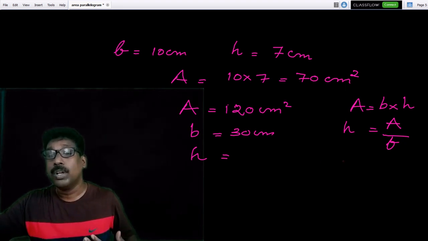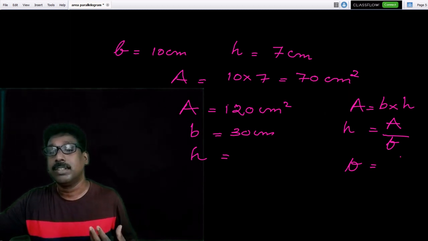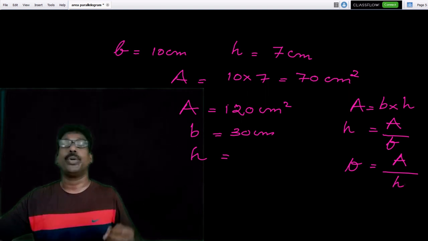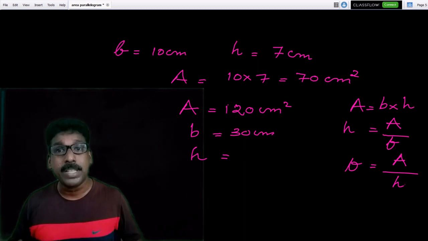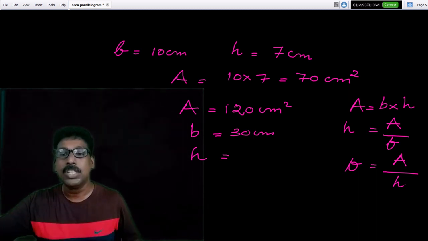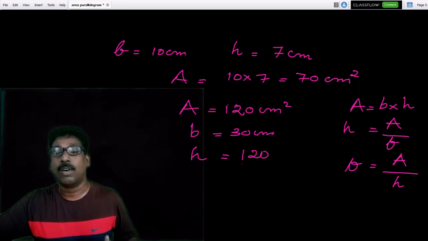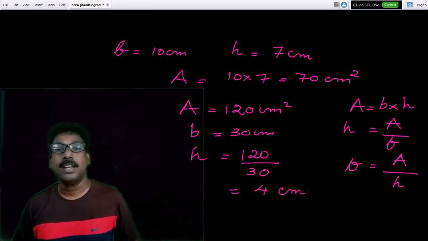If you want the base, how will you find it if area and height are given? Yes, simply you divide area by its height. So area divided by height you will get base, and area divided by base you will get height. In this question, to find the height, you have to divide 120 by the base 30. So it is equal to 4 centimeters, the height.